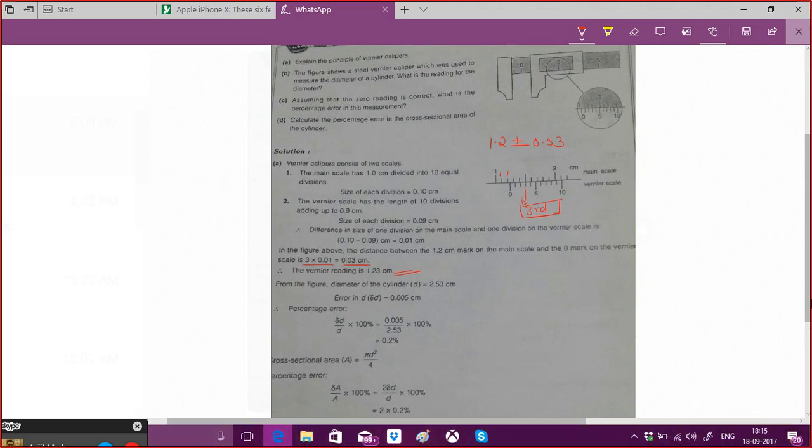Now the diameter of the cylinder. Yes, that is your 2.53. Yes, the third column, 2.53. That's why it is your main scale reading error. That is the fifth column, that means it will be 0.005. And now percentage error will be del D by D, 0.005 divided by 2.53 multiplied by 100, you will get 0.2%, okay?